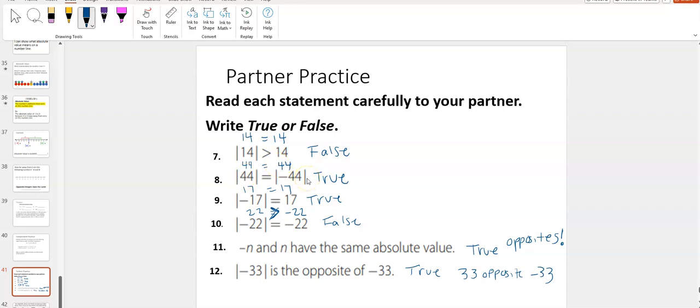44 and negative 44 are opposites, and so their absolute values are the same, so they're equal to each other. Same goes for number 9, same reasoning. For number 10, this is false because the absolute value of negative 22 will be positive 22, which is greater than negative 22. Number 11 is true because any number that's negative and that same number that's positive, those are opposites. And we know from this lesson that opposites have the same absolute value. And then 13 is true because the absolute value of negative 33 is positive 33, and positive 33 is the opposite of negative 33.